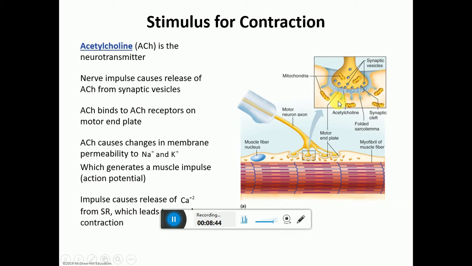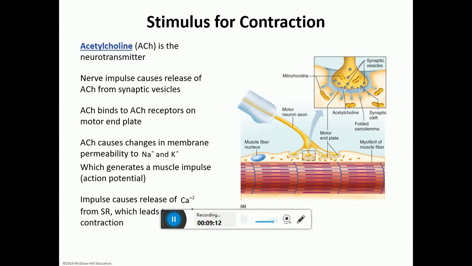In order to do that, changes are going to happen where there are changes in the permeability of sodium and potassium, and that will lead to an action potential on this end of the muscle. So now what the body was able to do is to take that action potential from the nerve and transmit it over to the muscle end.